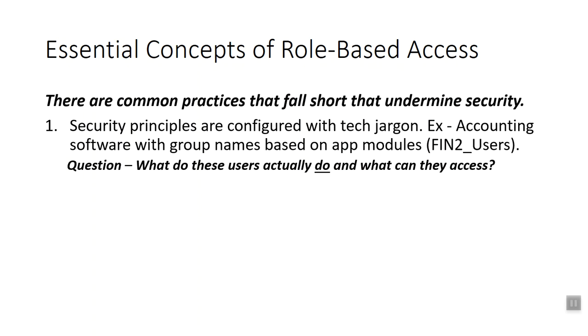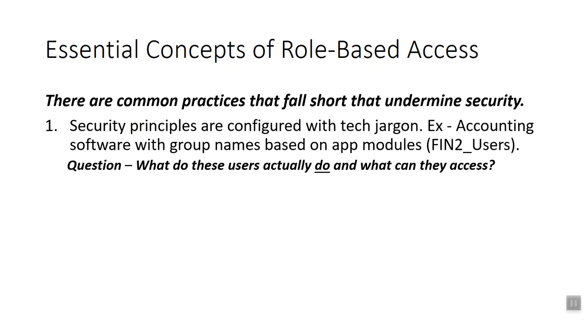So security principles are configured with tech jargon, and a common example would be accounting software that was developed for an organization, and their group names are based on the application modules, like fin2_users. As I talk through this demo, instead of calling out underscore each time, I'm just going to say that's a placeholder where it's better not to use spaces. So, but anyway, fin2 users.